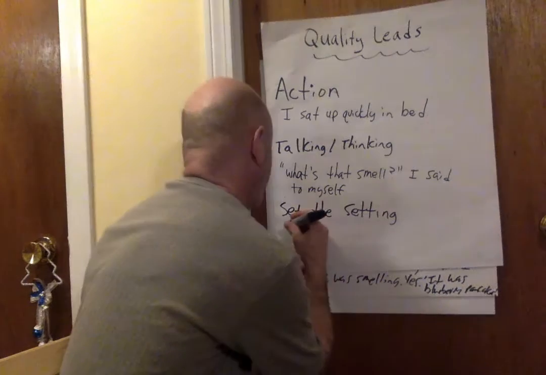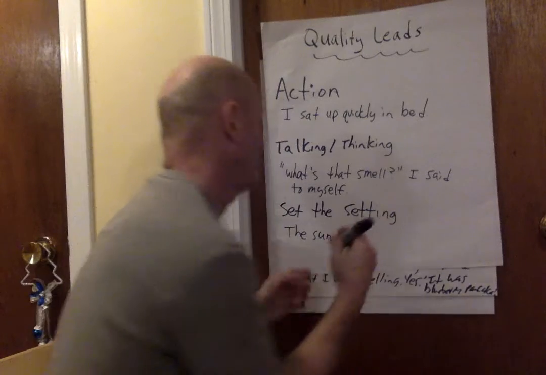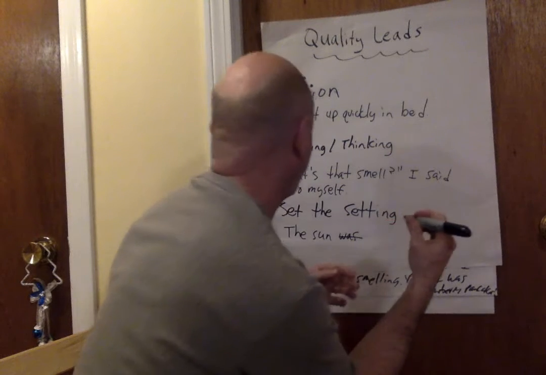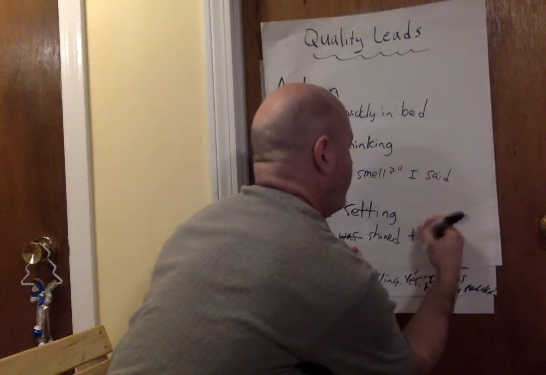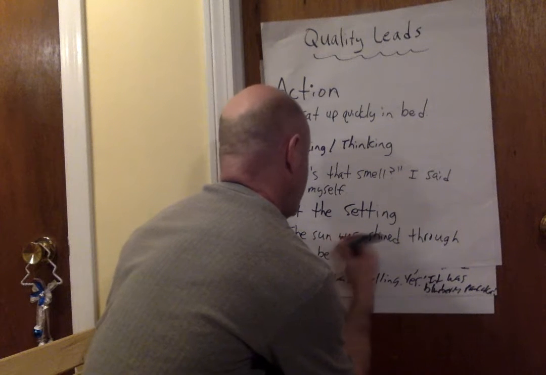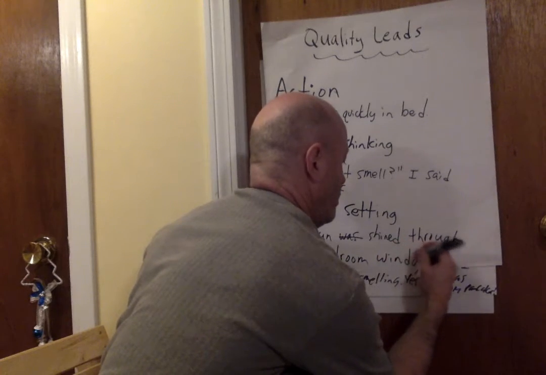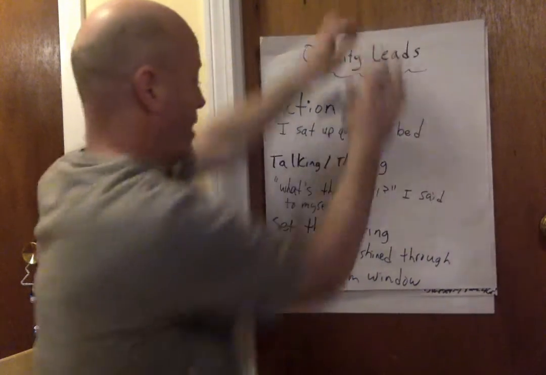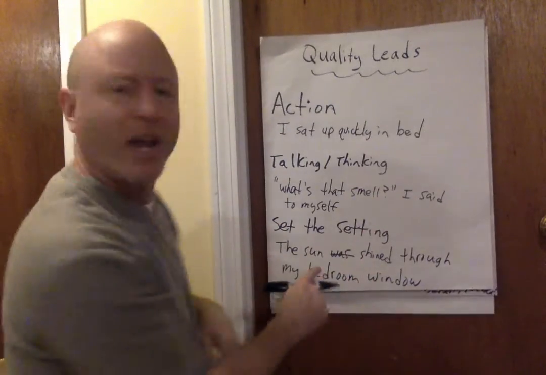So set the setting. How about the sun was coming? I was going to say the sun was coming, but how about the sun shined through my bedroom window. Bring that down a little bit so we don't see. Okay. Now, before I had was coming in through, I did not have the word bedroom.